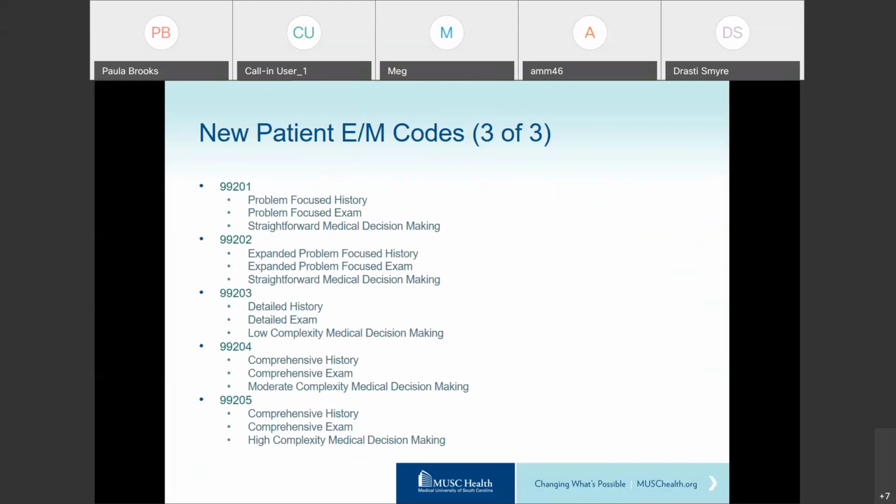203 is a detailed history, a detailed exam, and low complexity medical decision-making. 204 is comprehensive history, comprehensive exam, and moderate complexity medical decision-making. And 99205 is comprehensive history, comprehensive exam, and high complexity medical decision-making.